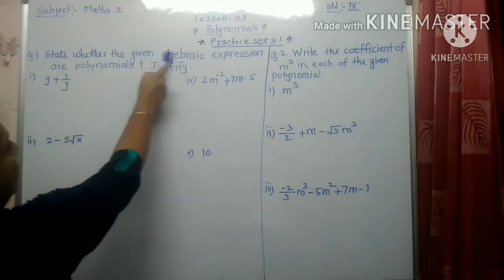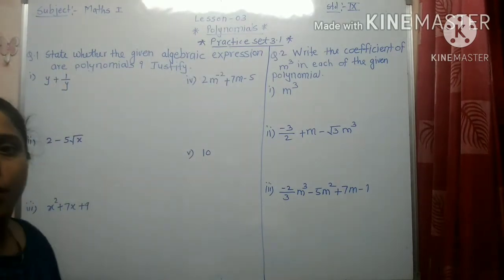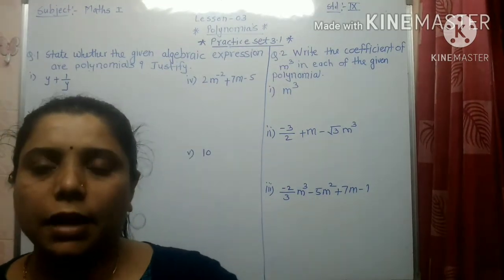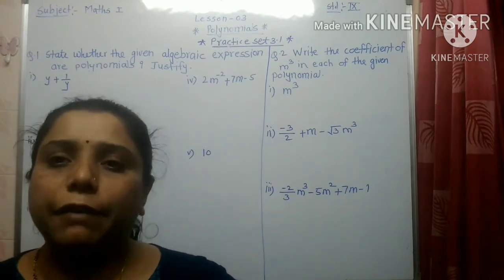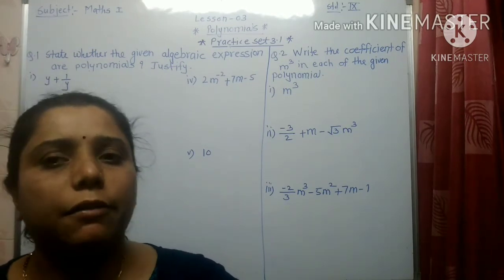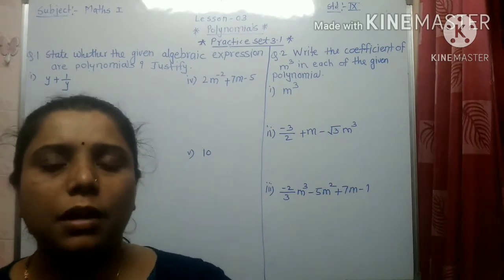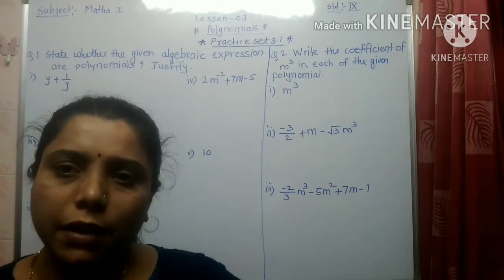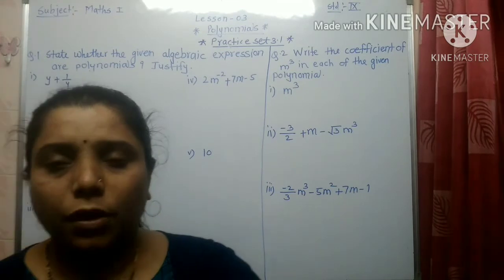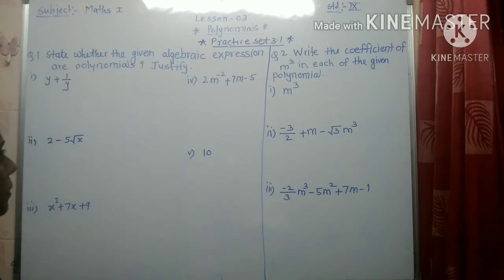State whether the given algebraic expressions are polynomials. Justify. In such a type of question, you have to remember one thing: when they are asking whether the given expressions are polynomials or not, your reasons are very, very important. If the given expression is a polynomial, write down the reason. If it is not a polynomial, then also you have to write down the reason. Now we will discuss one by one with the help of examples.